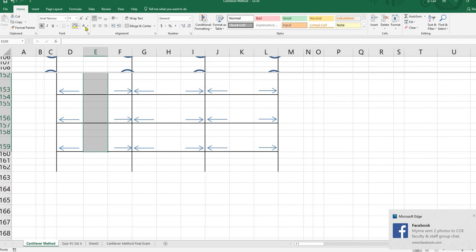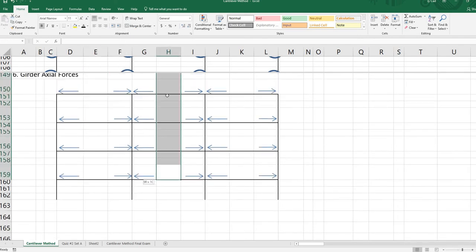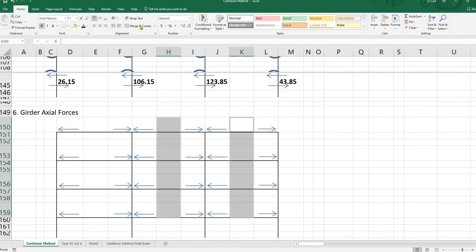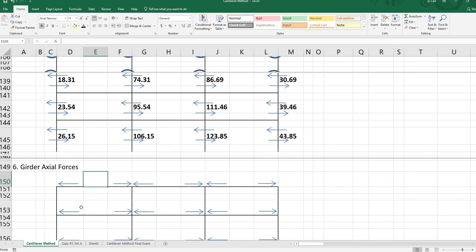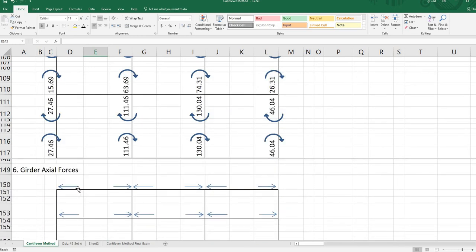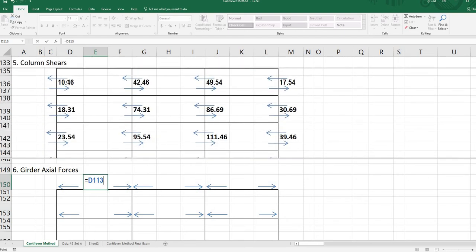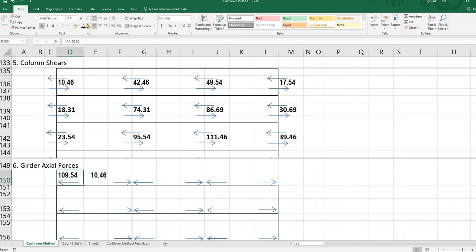unhide ko muna itong part na yan, unhide ko rin ito, dito ako magko-compute sa gitna. Okay, so this is equal to girder axial forces tayo, no? So this is equal to the column shear na 10.46. Now let us check. Hala. Oops. I will hide this again.